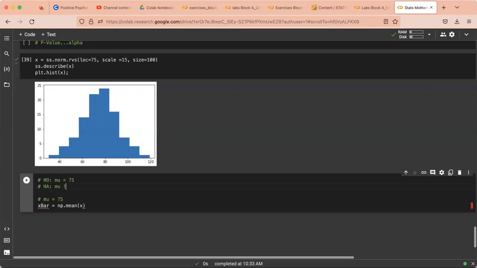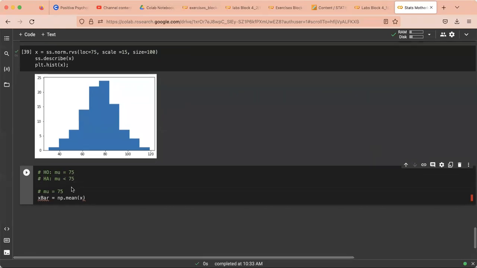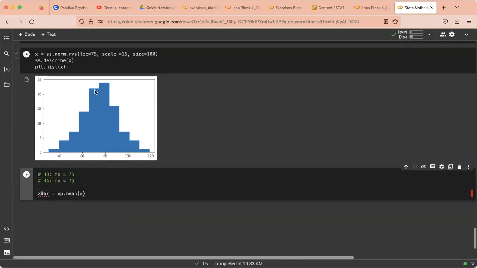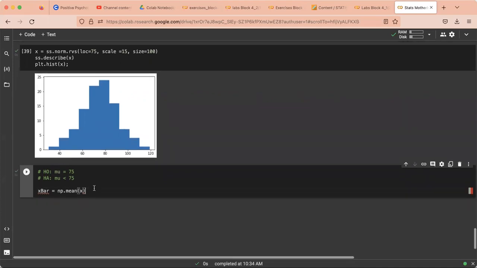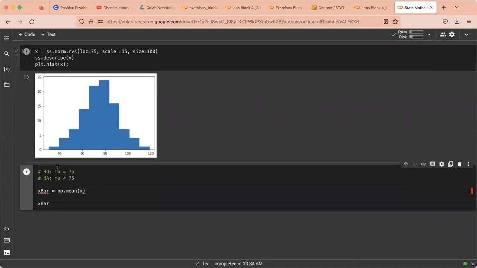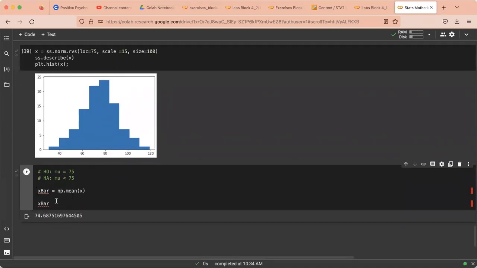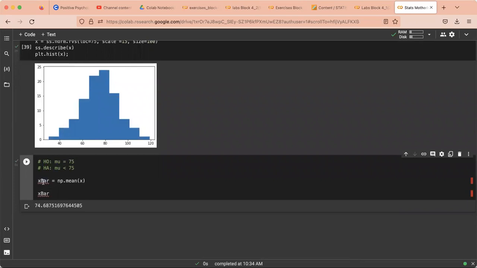Because I'm basing this a lot on the teacher's examples, let's just use what she uses. So here, the loc is your population mean from where you took the sample, and your scale, in this case 15, is your sigma, your population standard deviation. For some reason this did not run, and I don't know why it's giving me that.